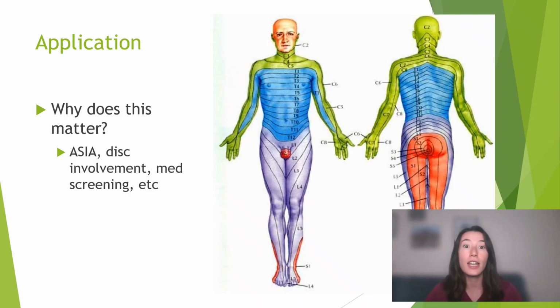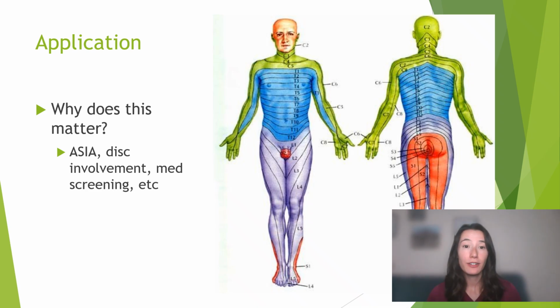Now think about the ASIA scale. The ASIA scale helps us to identify the level of involvement for those who have gone through a spinal cord injury. In that scale, we test for sensation, right? And the sensation that we test for is literally using dermatomes. We test sensation at C1, C2, all the way down the spinal cord. So it's from the knowledge of where dermatomes are that we can actually do this.